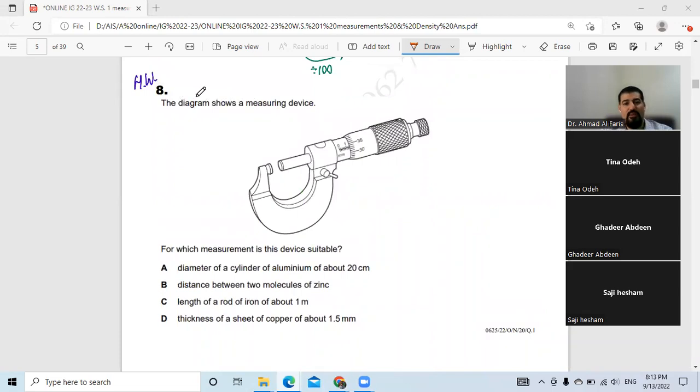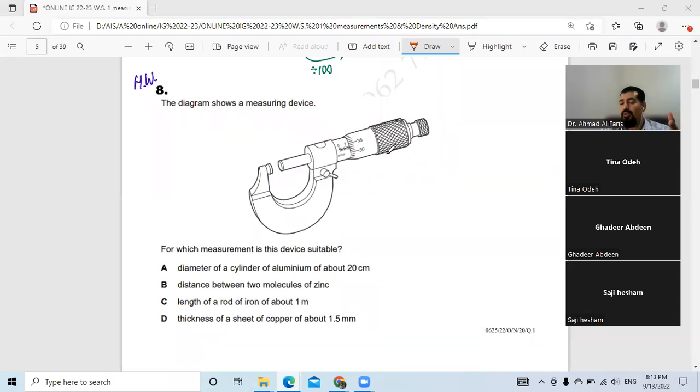Now, also here, in question number 8, what do we have? The diagram shows a measuring device. For which measurement is this device suitable? This is the micrometer screw gauge. It reads to the nearest 100th of a millimeter. That's why they call it micrometer.